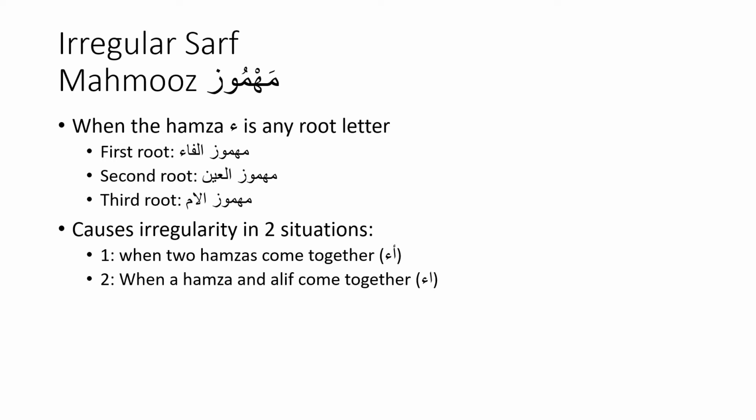So it causes irregularity in two situations. Otherwise it's pretty much the same when it comes to conjugating it. So the first irregularity is when two hamzas come together. The Arabs did not like the sound. Two hamzas right after another didn't work out very well. And the second irregularity is when a hamza and alif come together. So let's explore this.